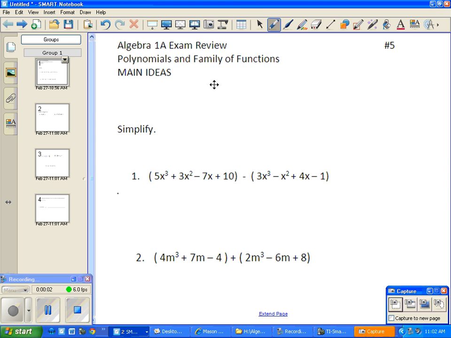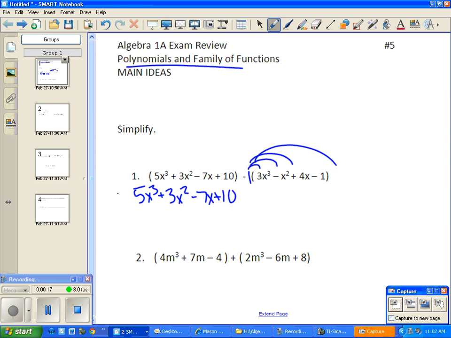Here we go, the home stretch, polynomials and a little family of functions coming at you. The first one, when you see a minus sign in front of parentheses, you need to remember to distribute the negative. The first part is not going to change. 5x to the third plus 3x squared minus 7x plus 10 stays the same. But the second part here, when you're subtracting, all of these signs are going to flip. So minus 3x to the third plus x squared minus 4x and then plus 1.